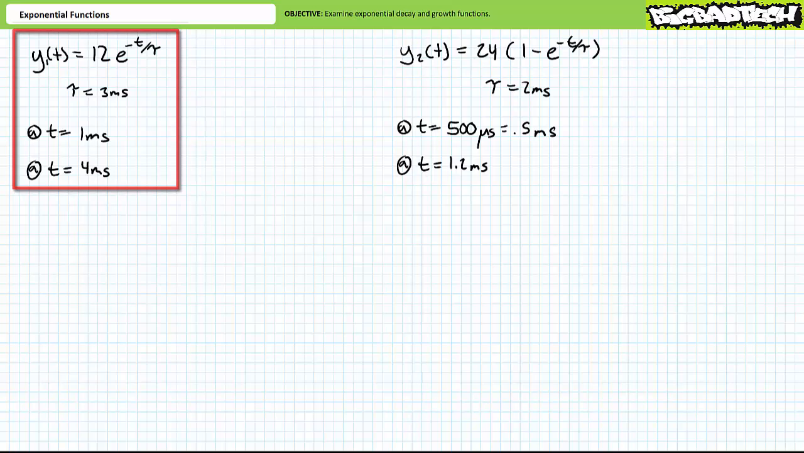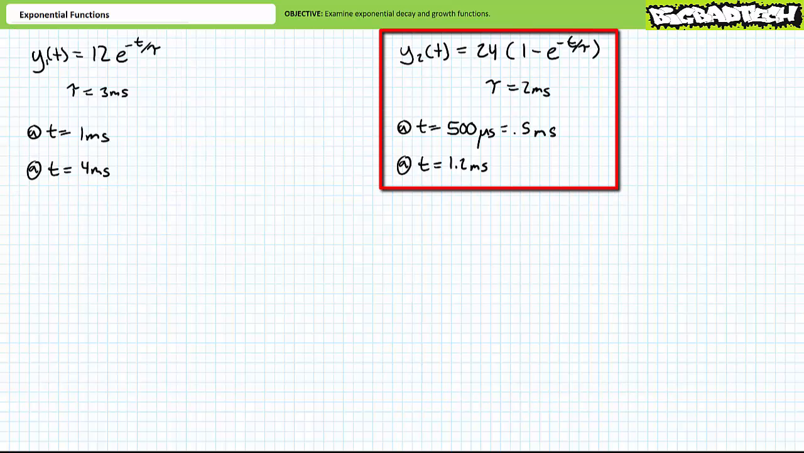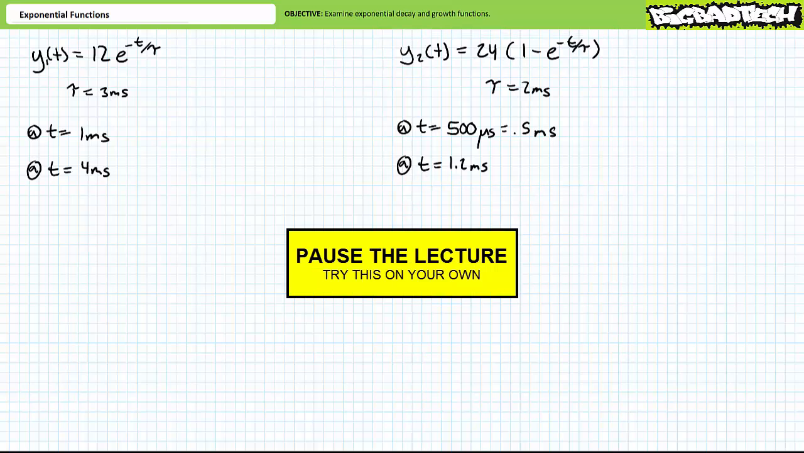For our second unrelated function, y2 of t equals 24 times 1 minus e to the negative t over tau, where tau is assumed to have a value of 2 milliseconds. Let's say we're being asked to evaluate this expression at t equals 500 microseconds, or 0.5 milliseconds, and again at 1.2 milliseconds. By all means, pause the lecture and try these on your own. If you're tracking, you should have obtained the following values.